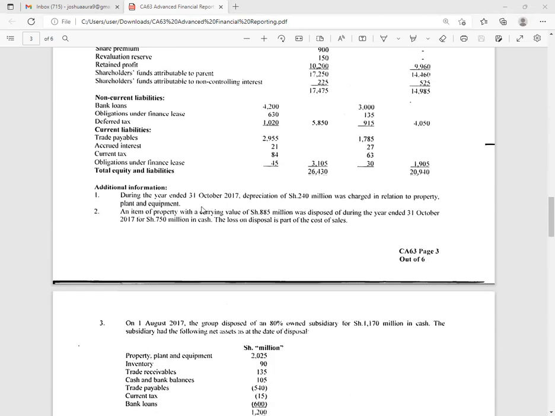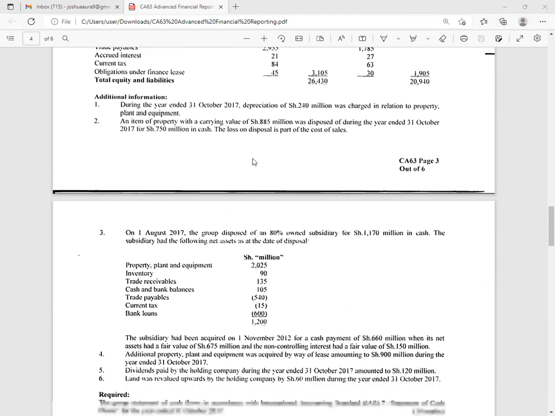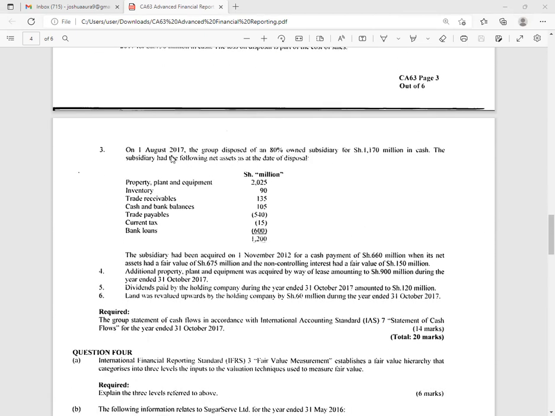So you're told that during the year ended 31st October 2017, depreciation of shillings 240 million was charged in relation to property. Number 2, an item of plant with a carrying value of 885 million was disposed of during the year ended 31st October 2017 for 750 million in cash. The loss on disposal is part of the cost of sales. So on 1st August 2017, the group disposed of an 80% owned subsidiary for 1170 million in cash.